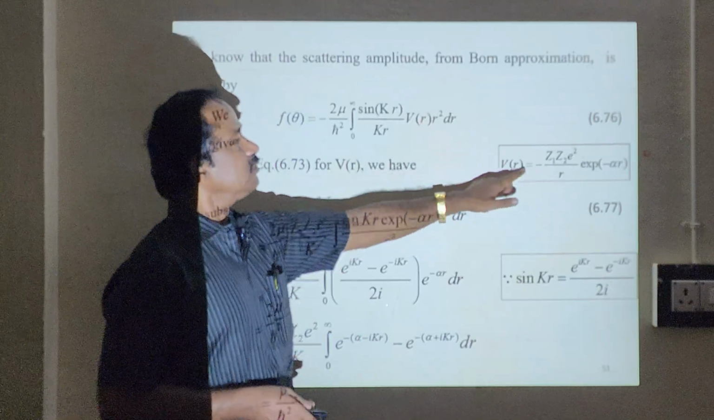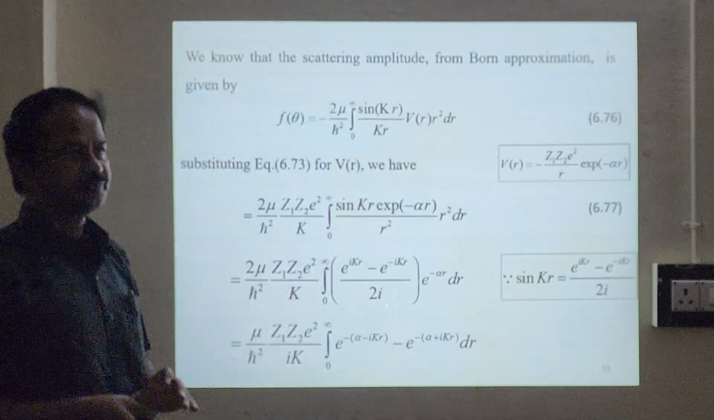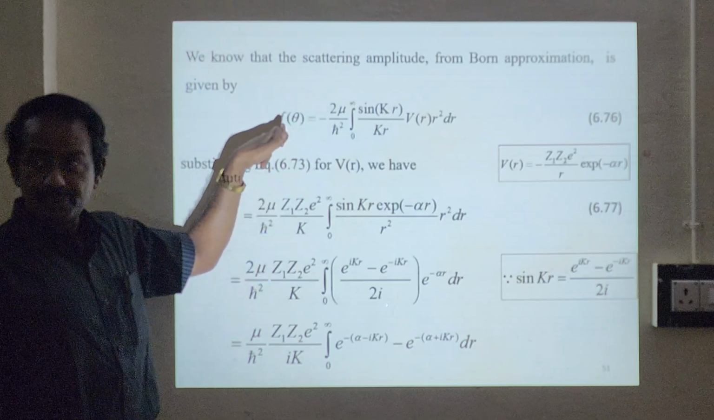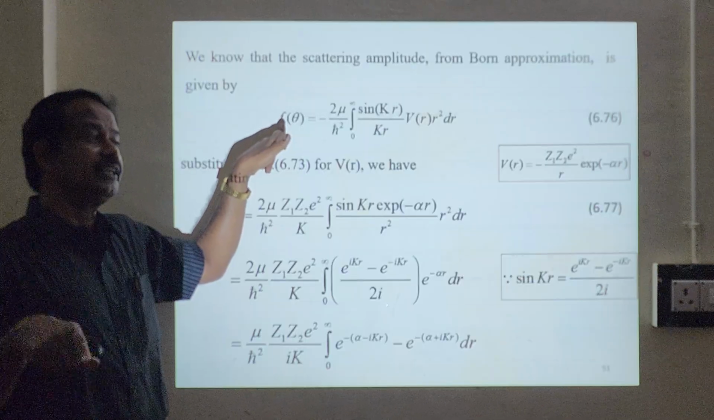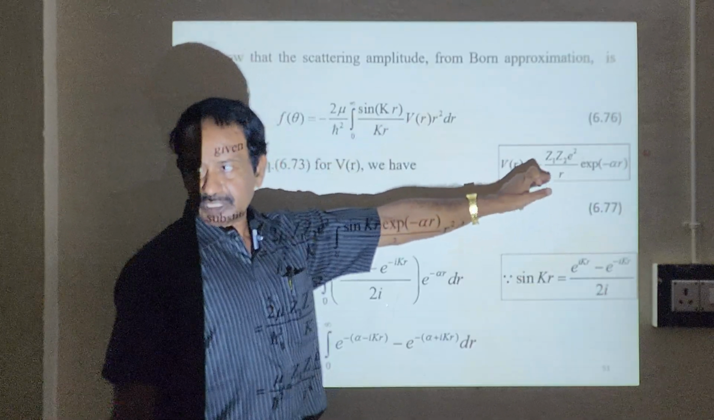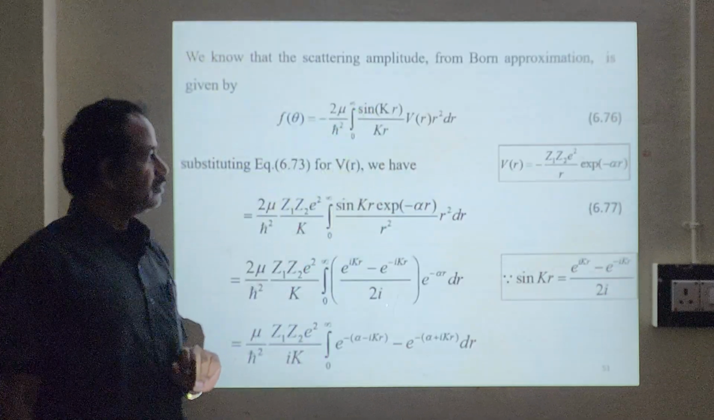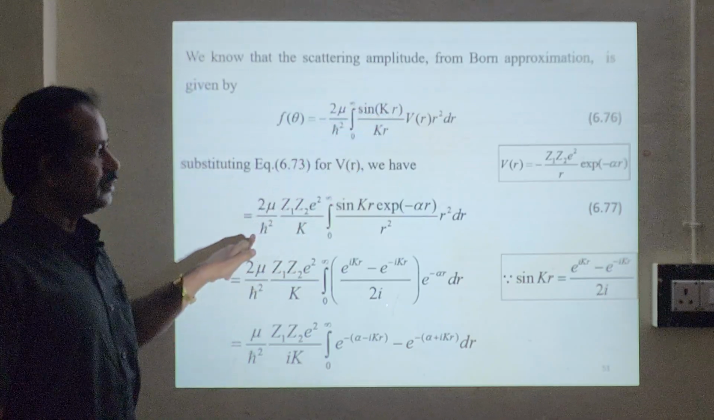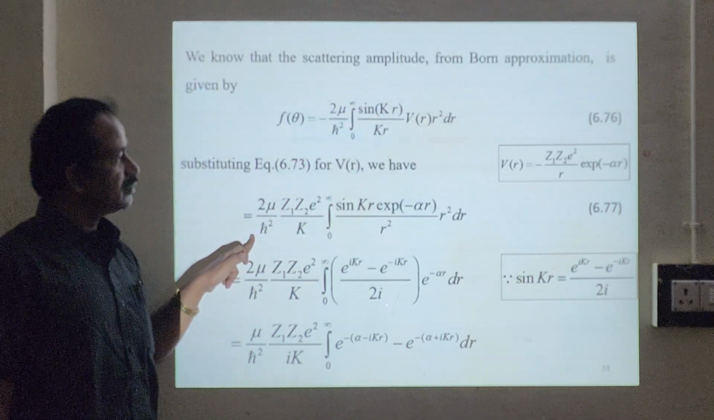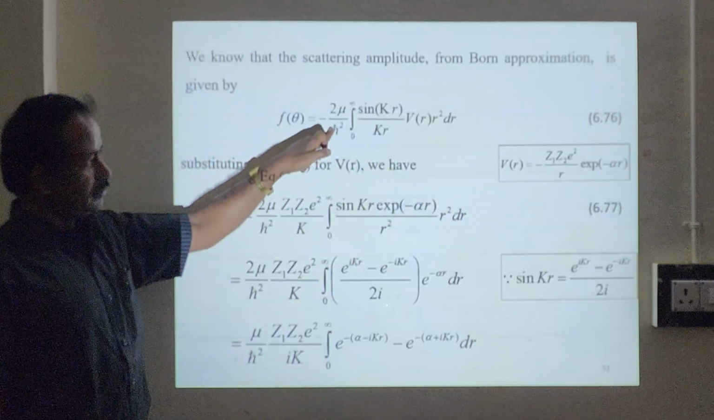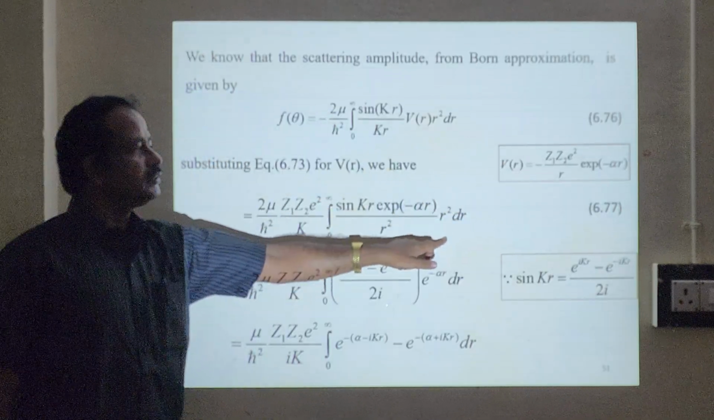So instead of V of r, you substitute this Coulomb potential here. This is the expression for scattering amplitude. Our ultimate goal is to find the scattering amplitude, and V of r is given by this expression, the Coulomb potential. Now we are going to substitute V of r here and get equation 6.77. So you will have this equation.